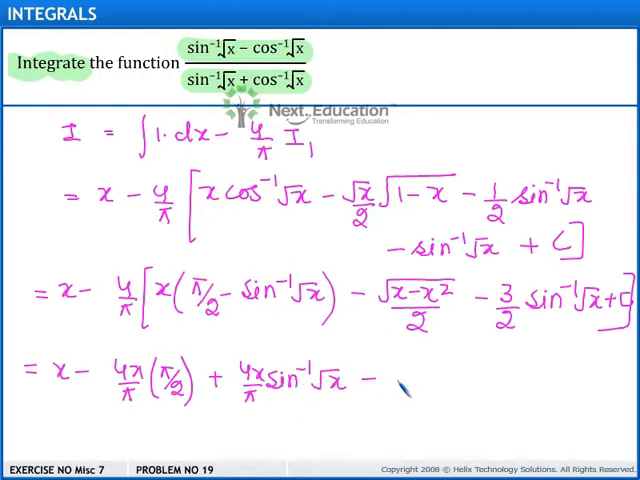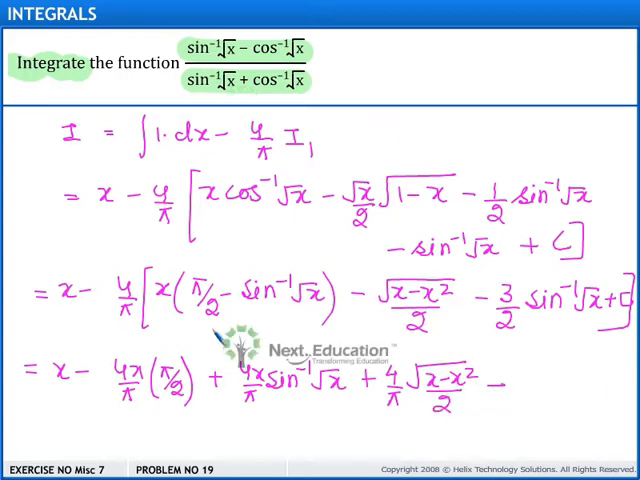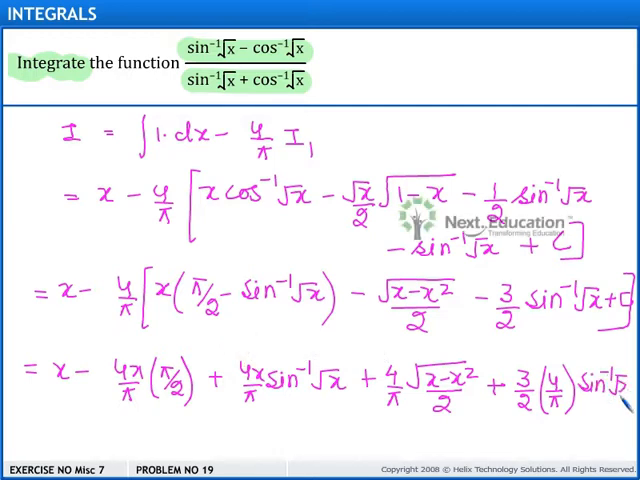Then we have minus into minus is plus 4 upon pi into square root of x minus x square divided by 2. Again minus into minus is plus 3 upon 2 into 4 upon pi sin inverse of root x plus the constant d.